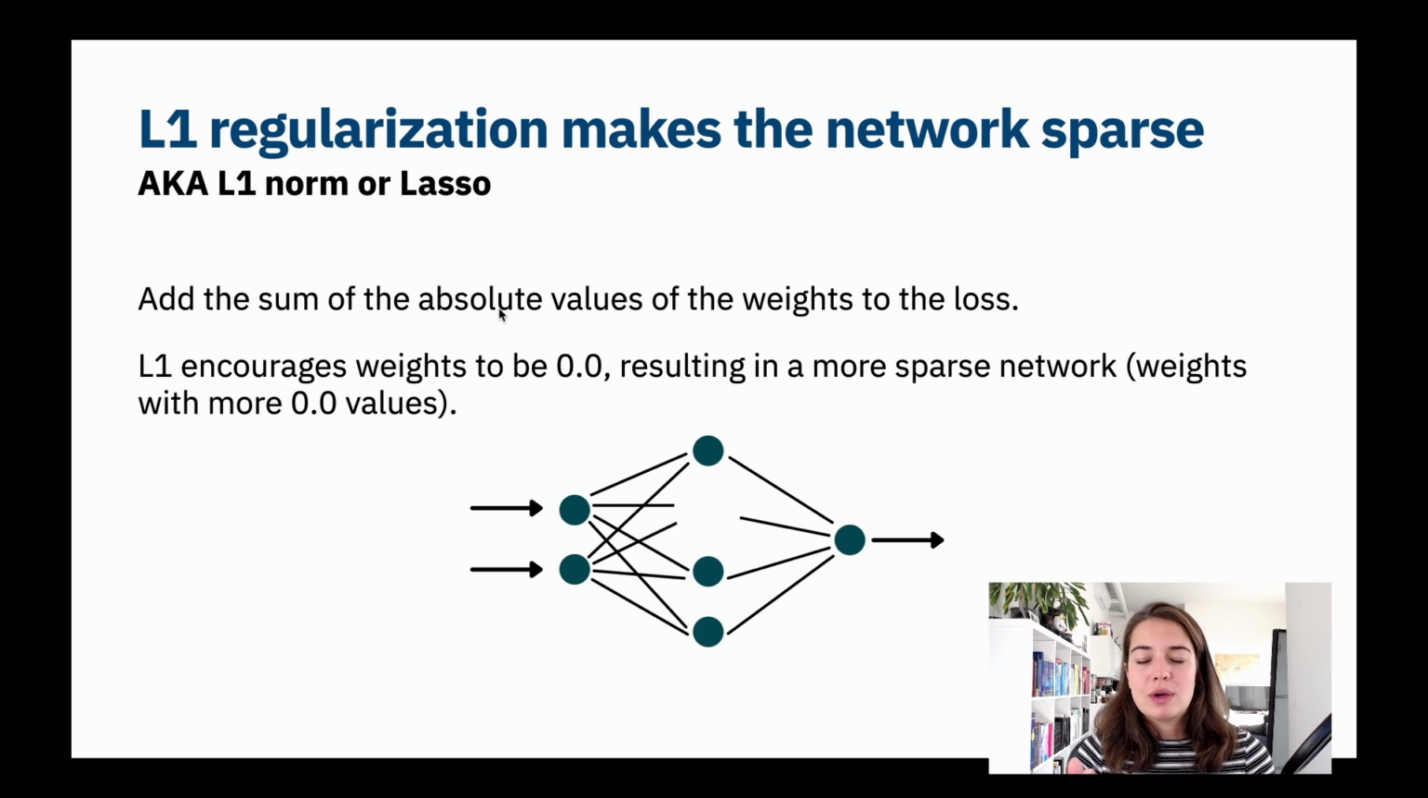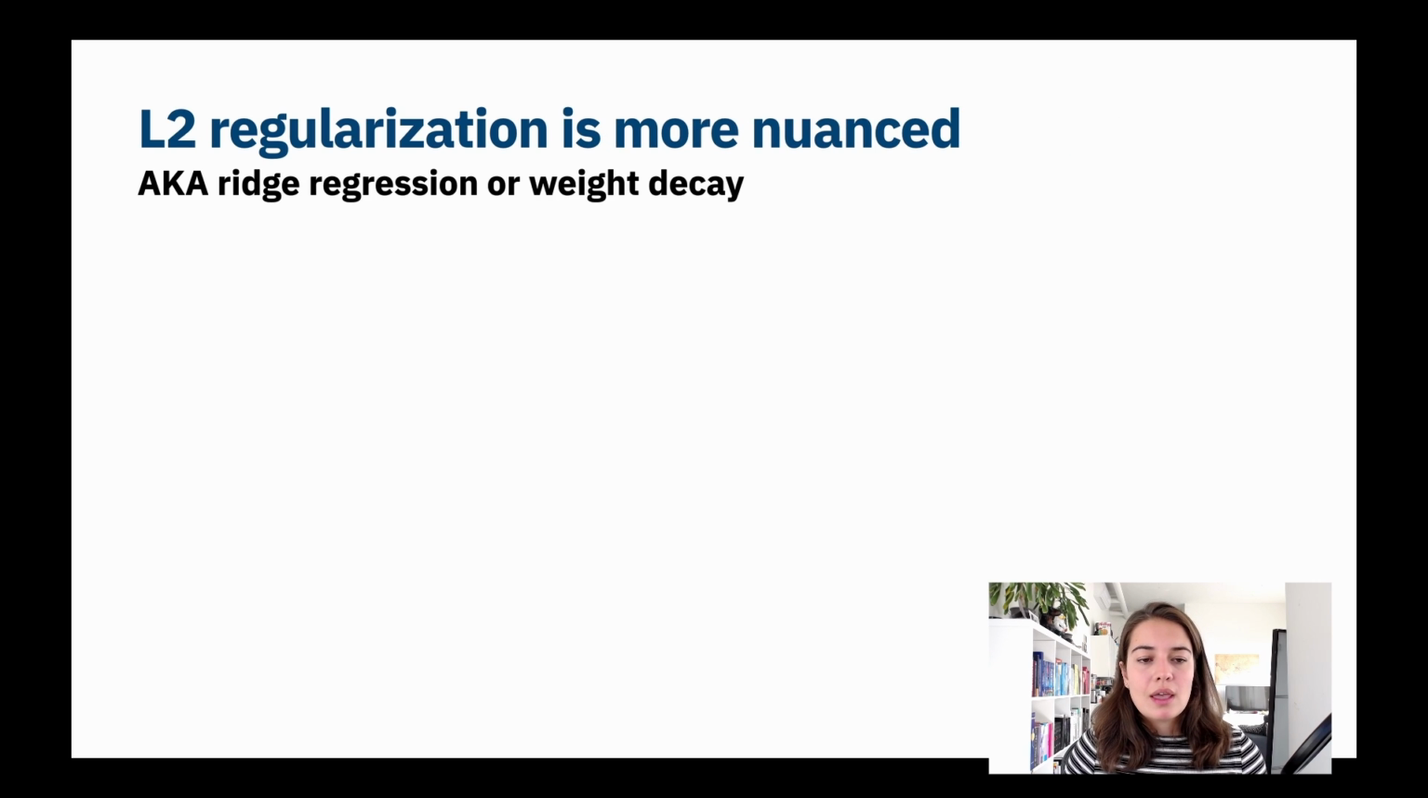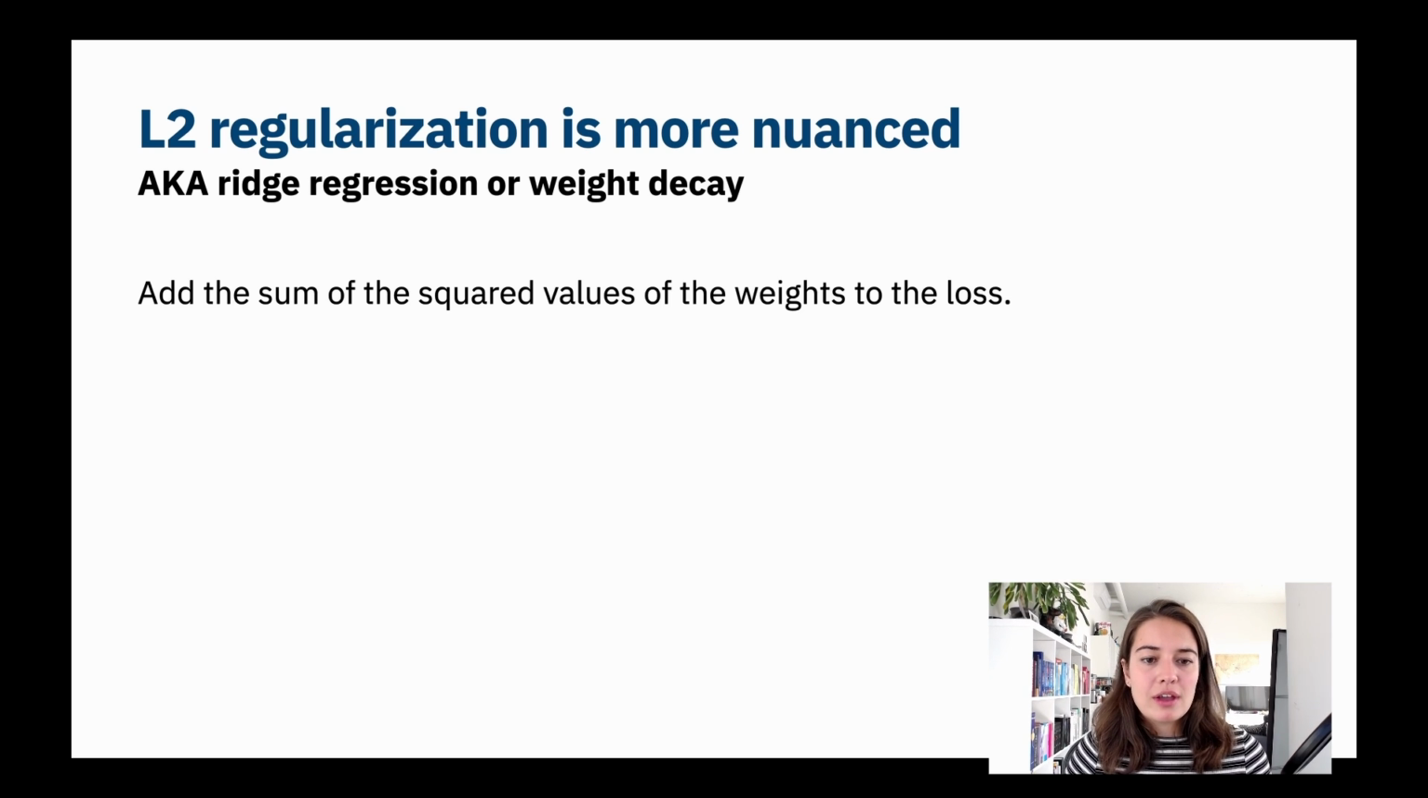So basically those weights are not going to be connecting the neurons anymore. Effectively, we're going to miss some of the neurons in between, and our network is going to be sparse. L2 regularization works a little bit differently. Sometimes they call it a bit more nuanced. Again, it's called ridge regression, more in the statistics part of things, or it's sometimes called weight decay. So just so you know, if you see these terms, you know what they're talking about.